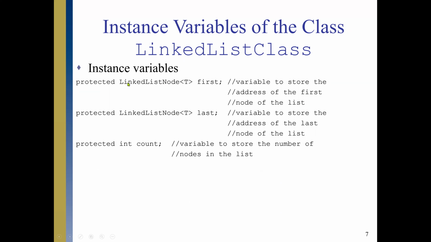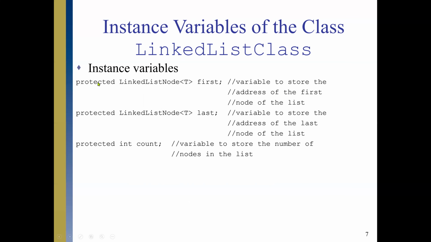So these are the instance variables again. Here we have the instance variables of the class linked list class. We have the class name first and the instance variable name first. Again, the type will be linked list node because it holds an address. This is the variable to store the address of the first node of the list.